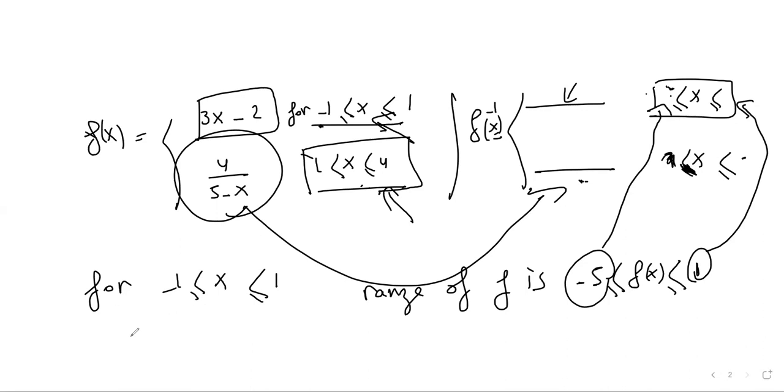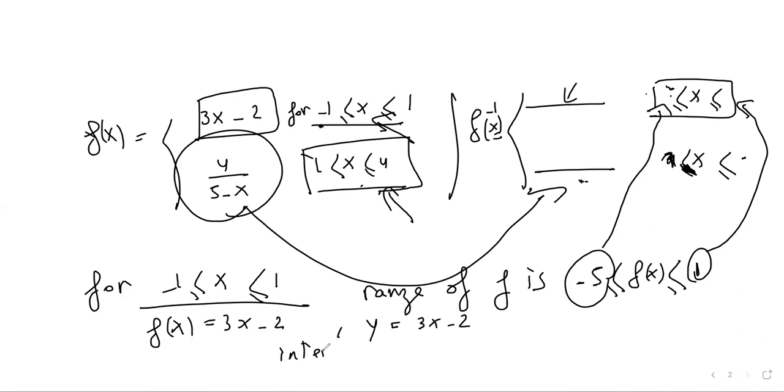I will just use the expression here, f(x) on [-1, 1]. f(x) is equal to 3x minus 2. So the first step, I will write y is equal to 3x minus 2, interchange the variables, so it will be x is equal to 3y minus 2, and get the expression of y in terms of x.